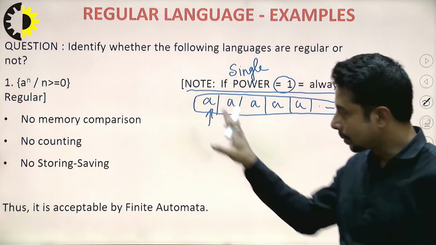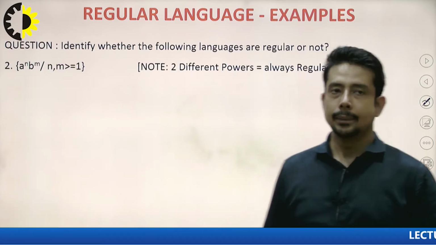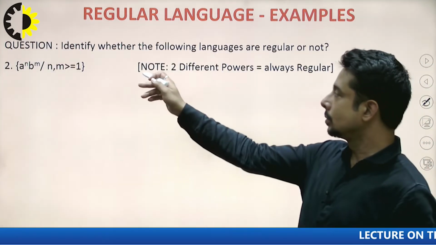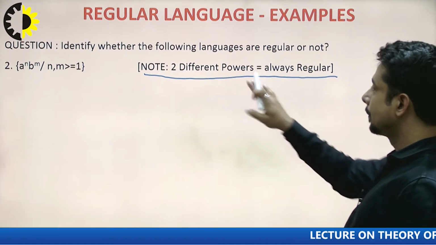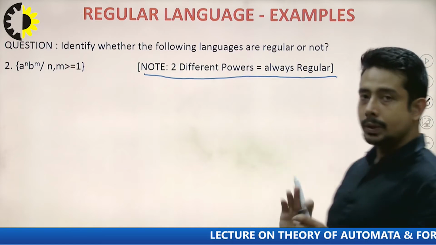You need to properly mention in this format while writing in an examination point of view. Next, check. Let's number 2 point. If there are two different powers, then it will always be regular.